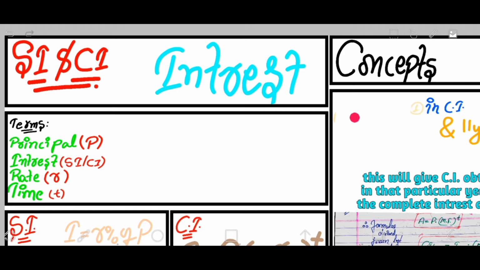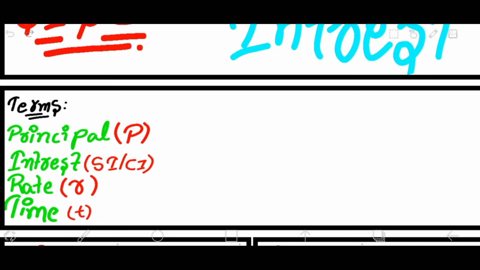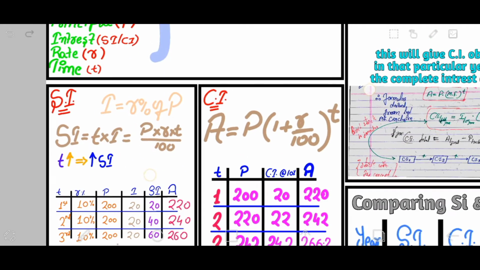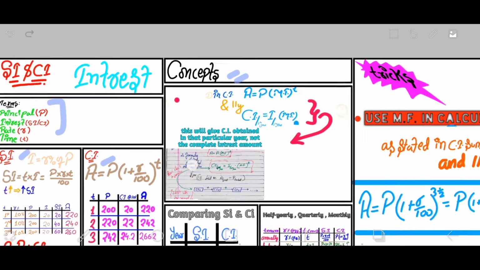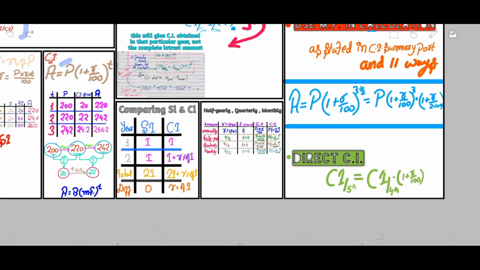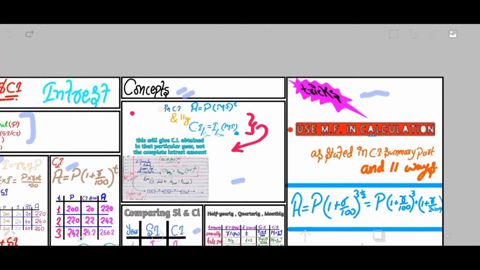This is going to be the class of SI and CI, that's simple interest and compound interest. So let's quickly dive into it and continue with our revisions. First we'll go through the terms and the basics of SI and CI, and then we'll quickly move to the concept part, revising all the concepts in this chapter so that we don't miss out on anything, and then we'll see what tricks are available for this.